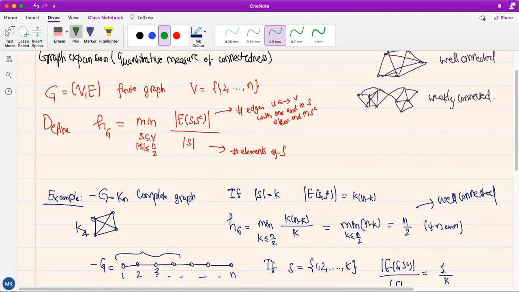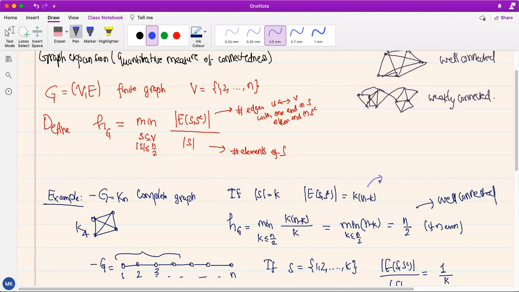Why mod S less than or equal to N by 2? Why don't we take the other side? One of you already said that the number of edges between S and S complement is the same as between S complement and S. So that's not very interesting. But why should I divide? What if I allow everything?